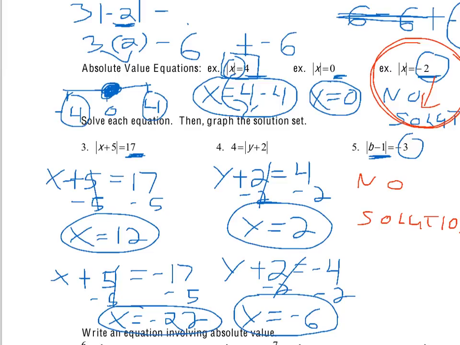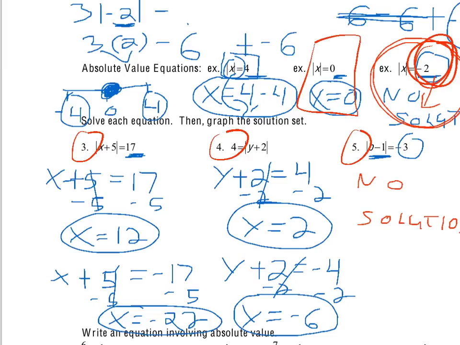We evaluated some, but what was most important were 3, 4, and 5. Most cases you get 2 solutions. This case, where it's set equal to 0, you get 1 solution. If it's set equal to a negative, like here, you get no solution. So that is it. That is 2.5 absolute value equations.